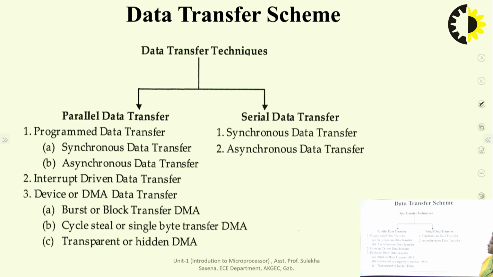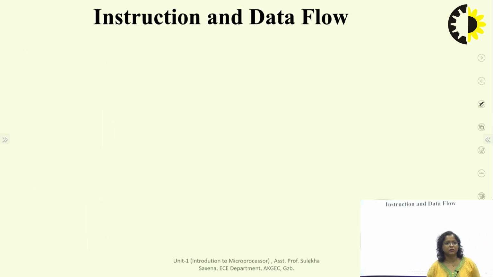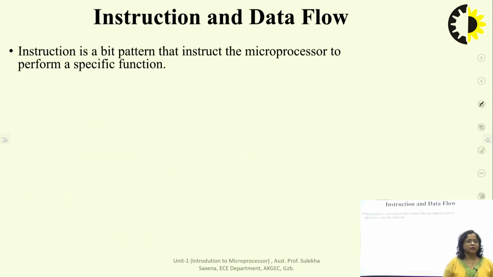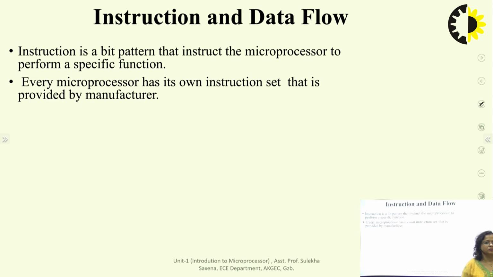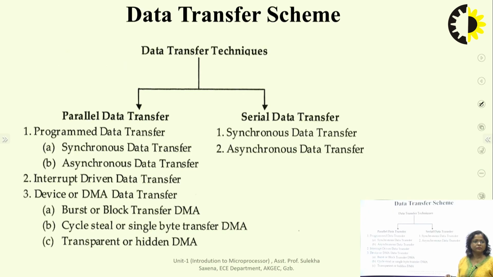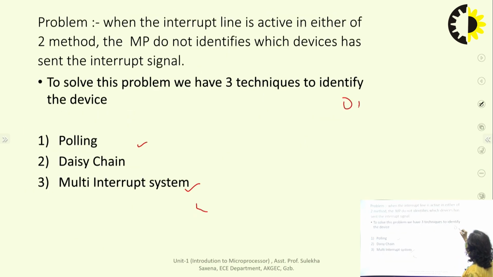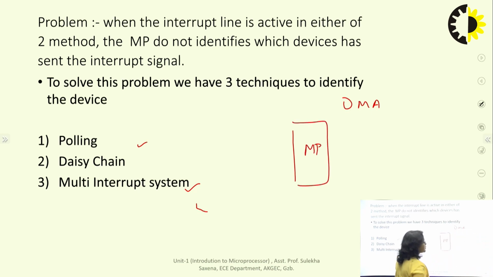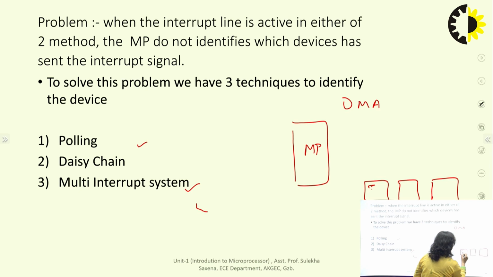Now, we talk about data transfer schemes during DMA. What is DMA? DMA is basically direct memory access. In case of DMA, bulk data transfer executes between memory and IO and the microprocessor will be bypassed. So, we will take an example. Consider various IOs and memory connected: IO1, IO2, memory.